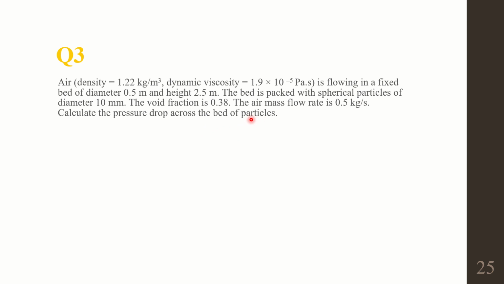So in this we need to know the pressure drop across the bed of the particles. It is a very straightforward problem. Air is the fluid whose density and dynamic viscosity are given, and the particle diameter, the bed height and the bed diameter are given. Void fraction is given, and the air mass flow rate is given. So we need to calculate the pressure drop.